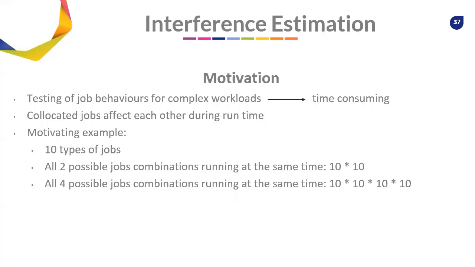If we consider all the 2-job combinations running at the same time, the running time will be 10 to the power of 2, which is doable. However, if we consider all 4-job combinations running at the same time, the running time rises to 10 to the power of 4, which is very time-consuming. That is why we need to train a neural network to generalize to cover more than 2 jobs at the same time.